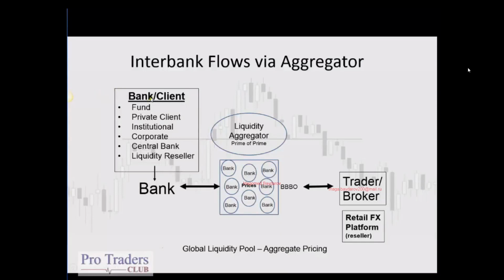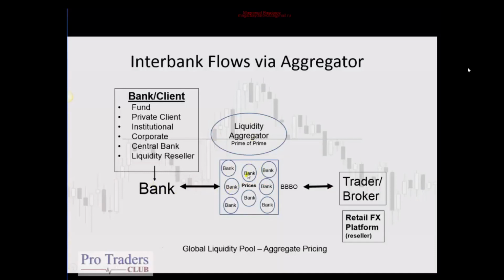charting program. So if you've got the bank client contacting the bank through various means, by the phone or through some forms of electronic communications, they put in their order with the bank. The bank is processing the order. The bank has representation with the aggregator.